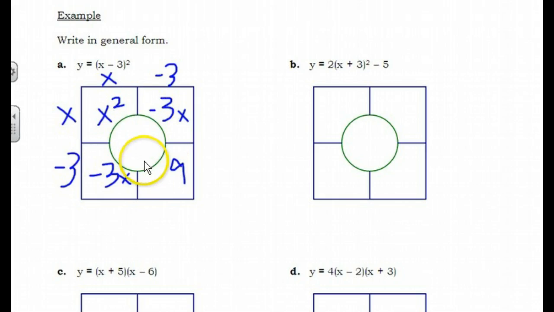In the center, then, we want to combine our like terms. Negative 3x and negative 3x is negative 6x. So in general form, then, our trinomial would be on this diagonal. Y equals x squared minus 6x plus 9.